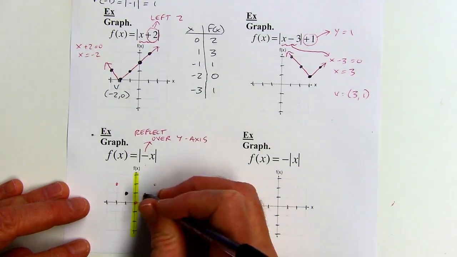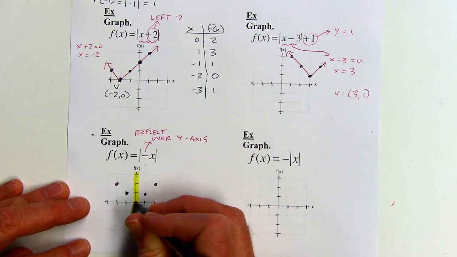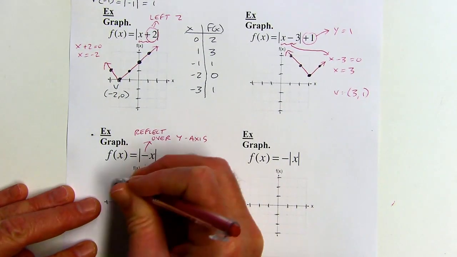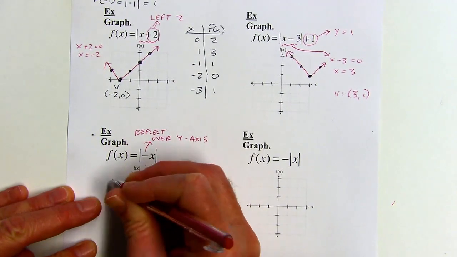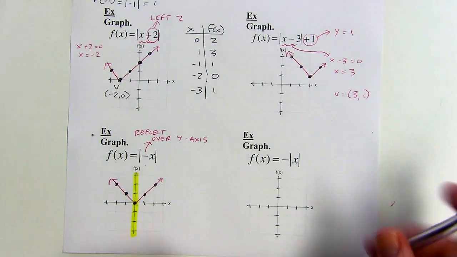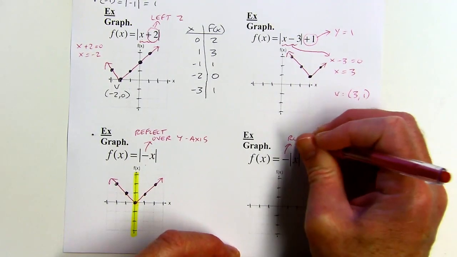This point would end up there. So this is going to reflect onto itself. That point's already on the y-axis, so it just stays there. So it's not very exciting reflecting absolute value functions over the y-axis because it looks the same if it's centered on the y-axis at least. Okay, when we've got the negative outside, that's going to reflect over the x-axis.